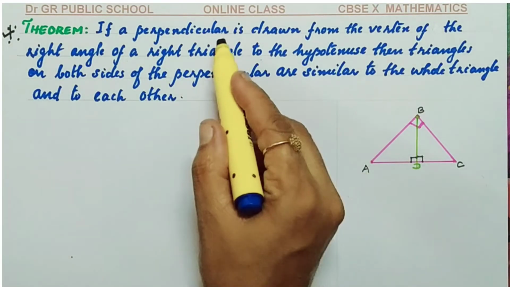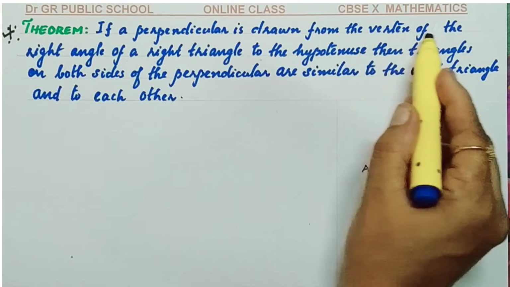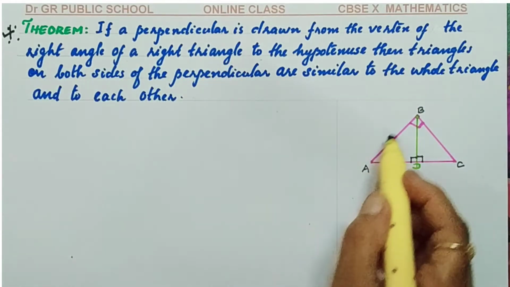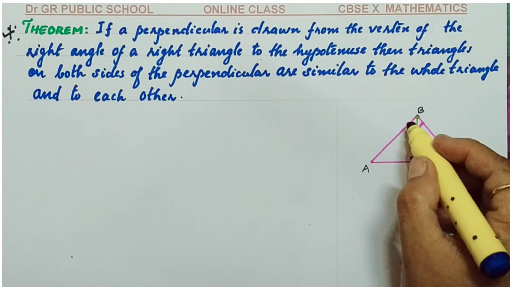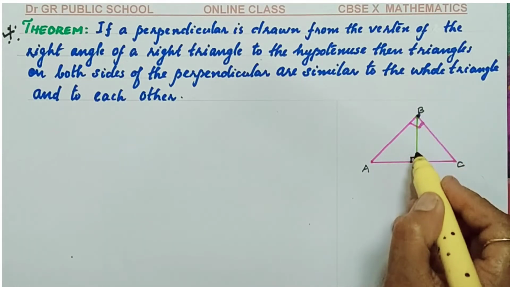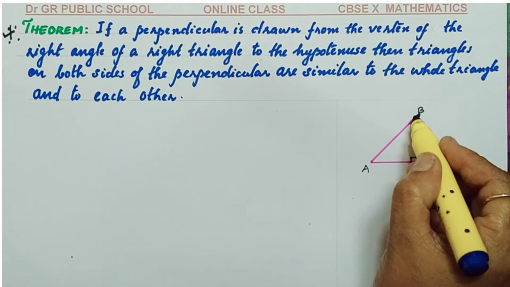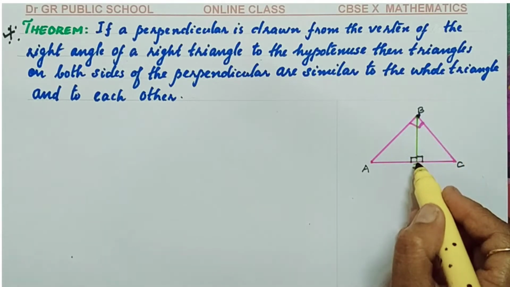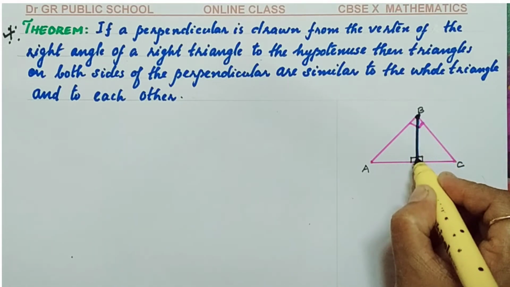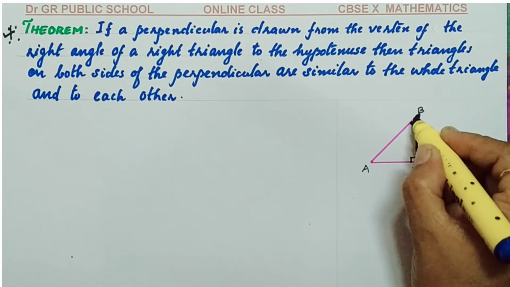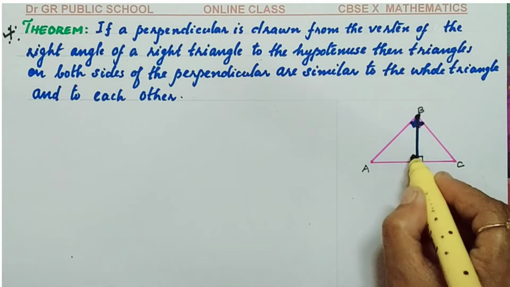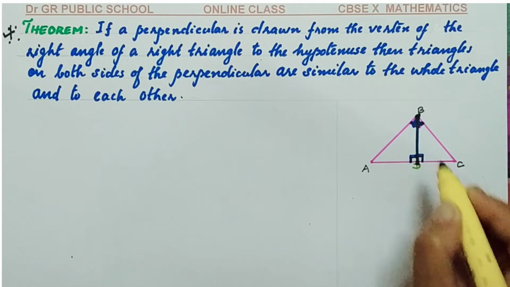If a perpendicular is drawn from the vertex of the right angle of a right triangle, consider a right triangle ABC, right angle at B. I am going to draw a perpendicular from the vertex of the right angle of the right triangle. So, BD is the perpendicular that is drawn from the vertex of this right angle. This is actually the right angle of the right triangle. This is also a perpendicular.